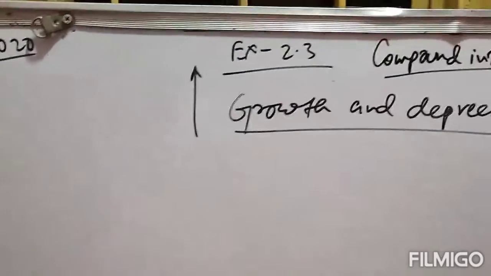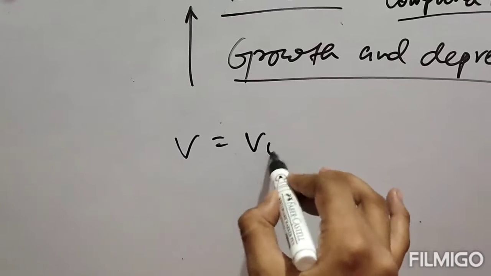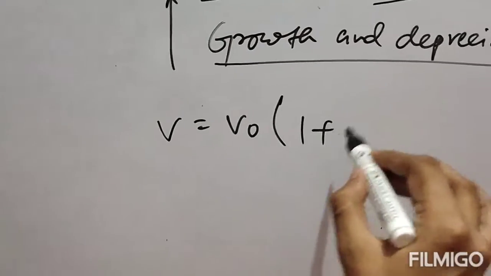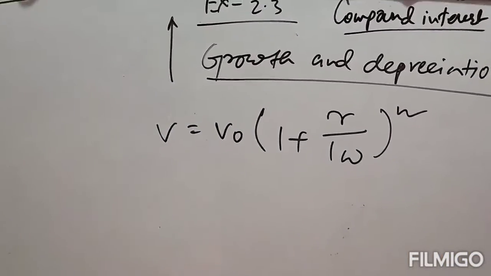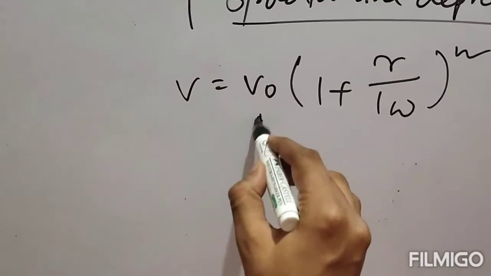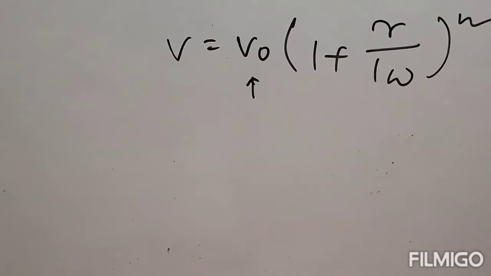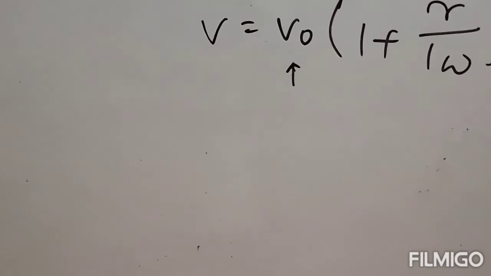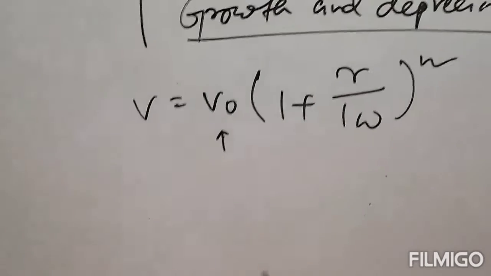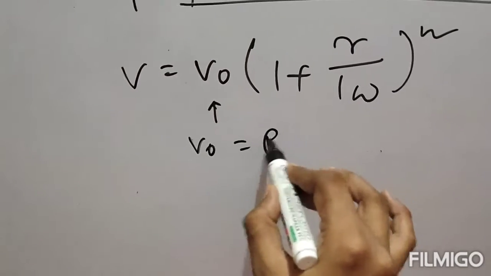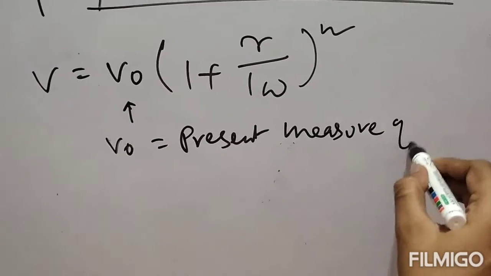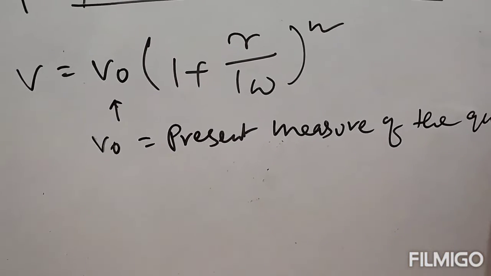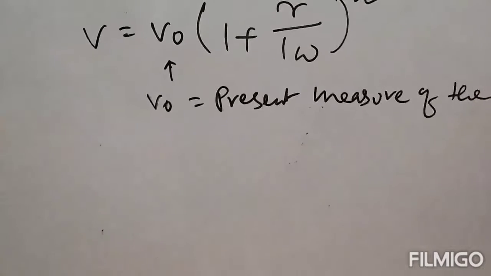The first formula is V equals V naught (1 plus R by 100) to the power n. Now what is V naught? V naught is the present measure of the quantity. Clear?